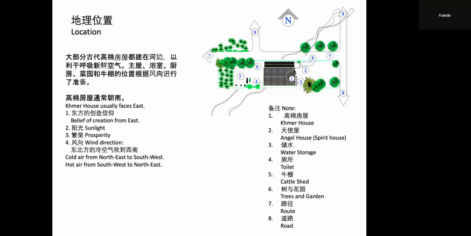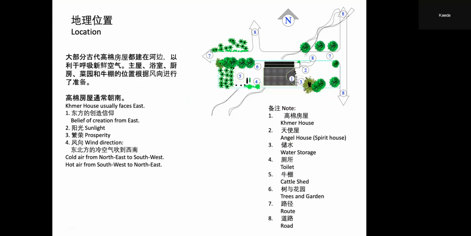As you can see here, we have drawn the front of the house facing east, so that we can take advantage of cold air and hot air in the rear part of the house.